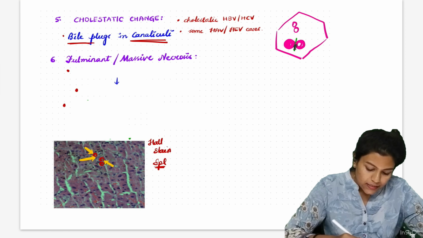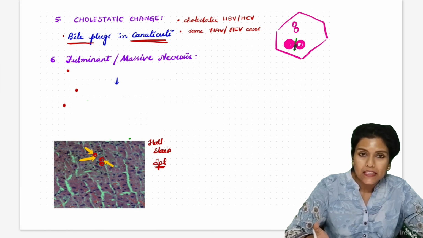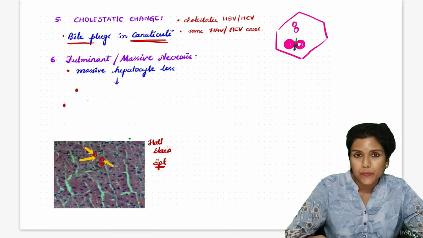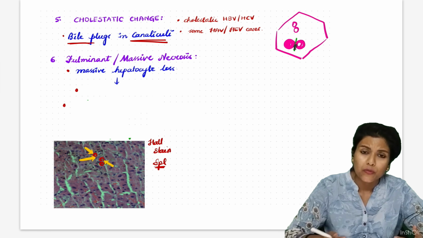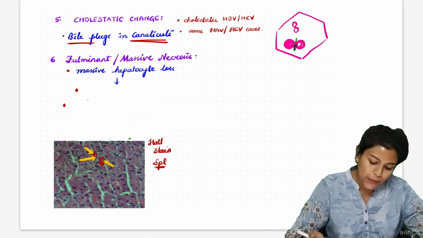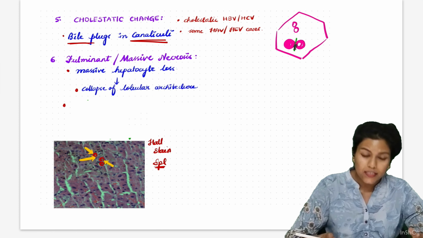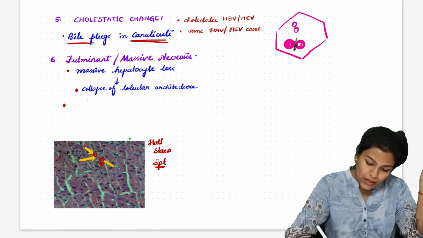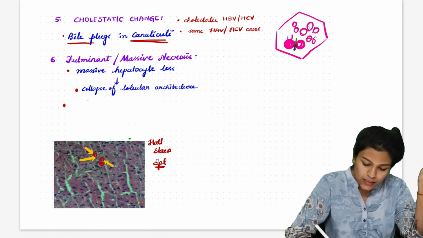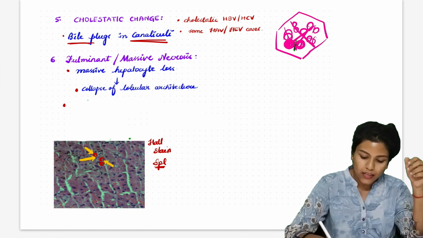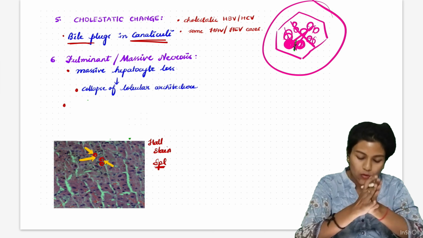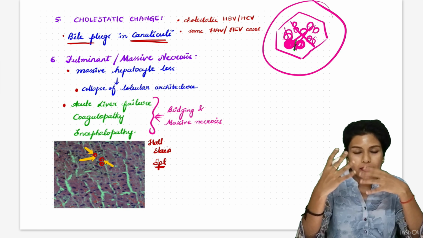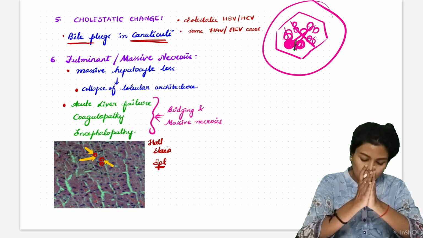And lastly, there can be fulminant or massive necrosis. There can be massive hepatocyte loss. Fulminant means sudden outburst, explosive. Huge clusters of hepatocytes will be lost. That will result in collapse of the lobular architecture itself. When all the hepatocytes present within the lobule undergo necrosis, the entire lobule will collapse, with loss of the reticulin framework, everything will collapse.